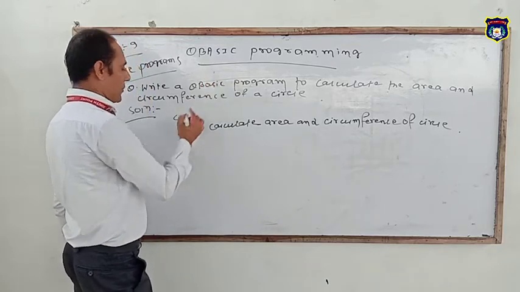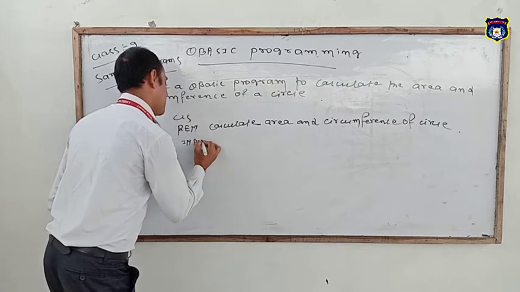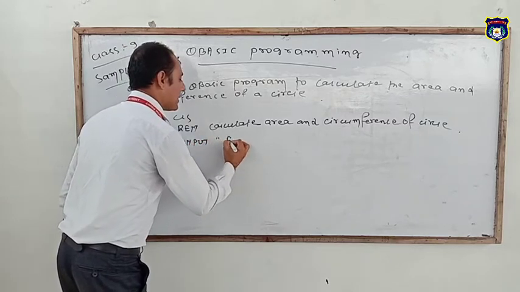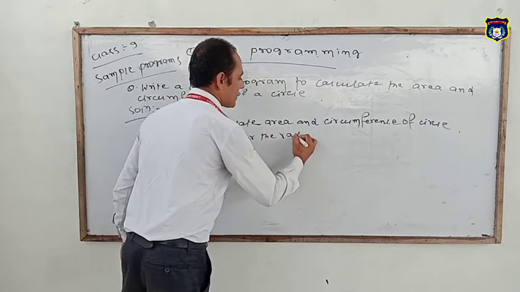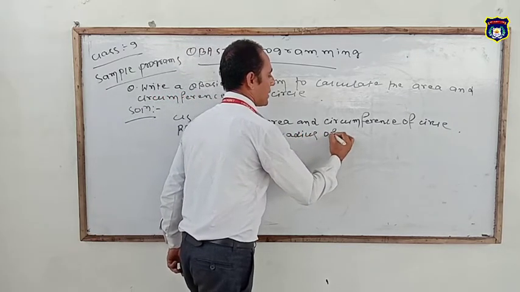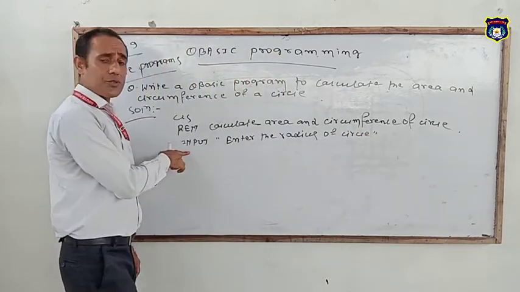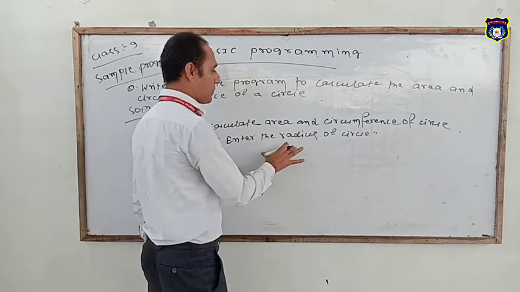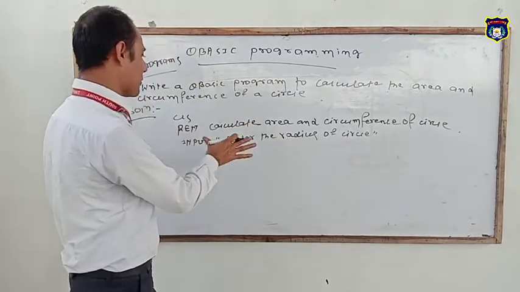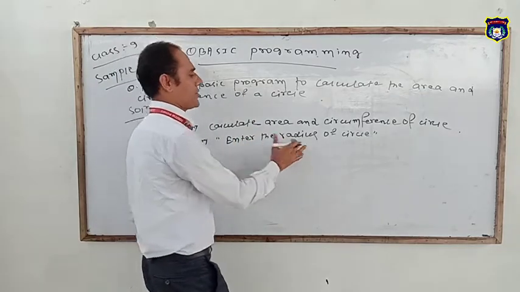Now, INPUT "Enter the radius of circle". This is the statement which is used to read the value from the keyboard and enter the radius of the circle. It is a string expression included in double quotation marks. When we run this program, it will display this output.